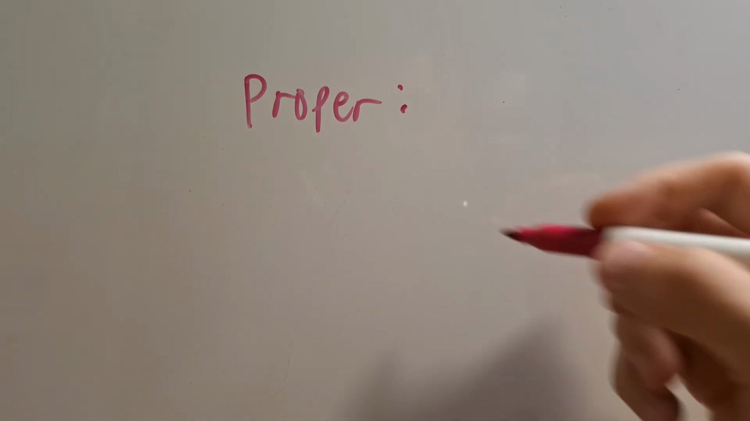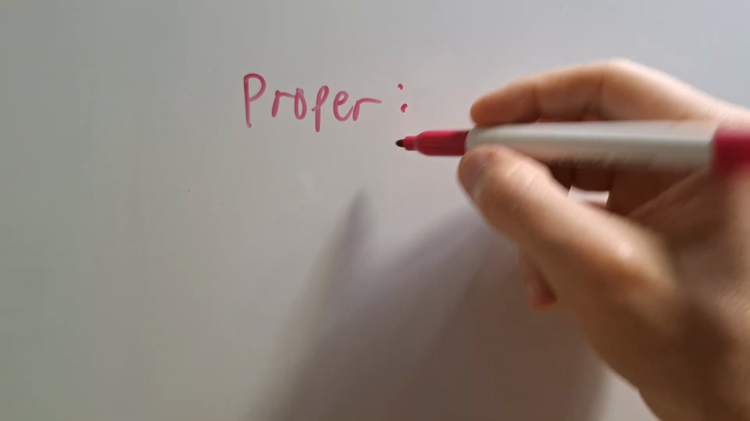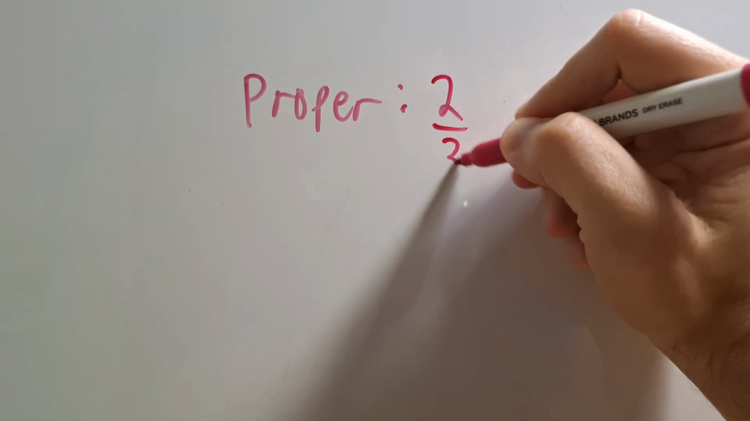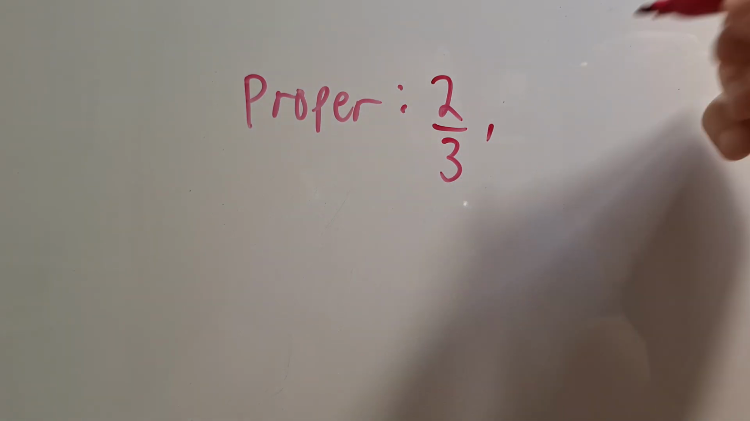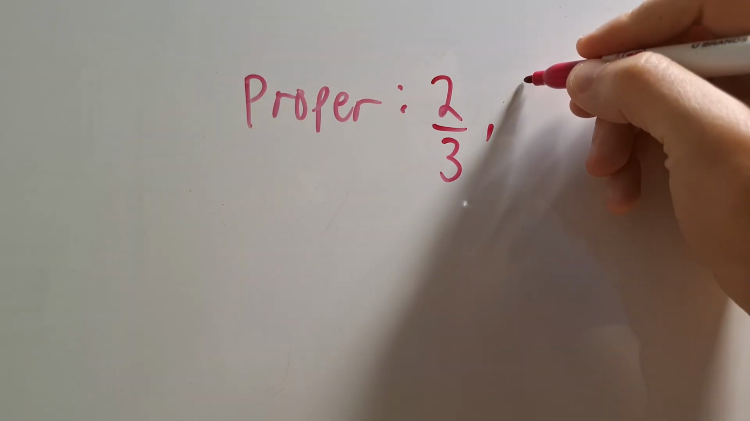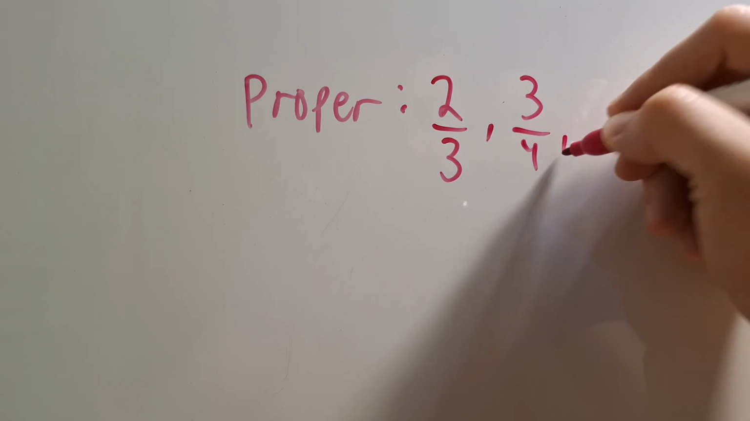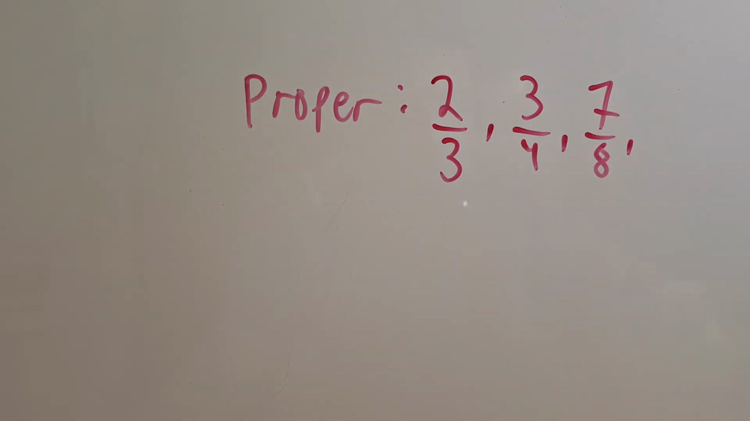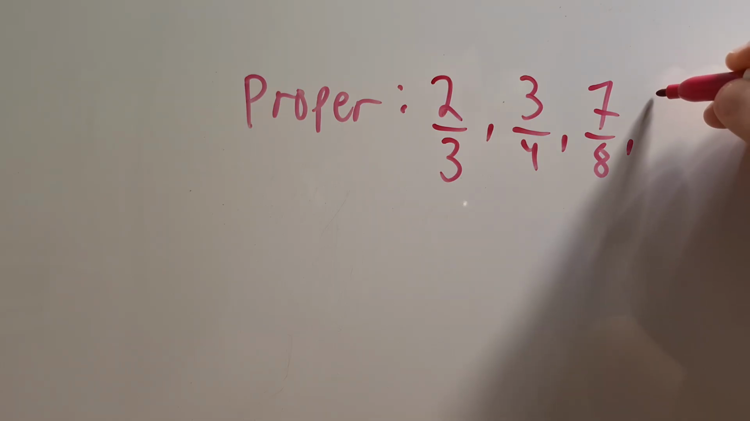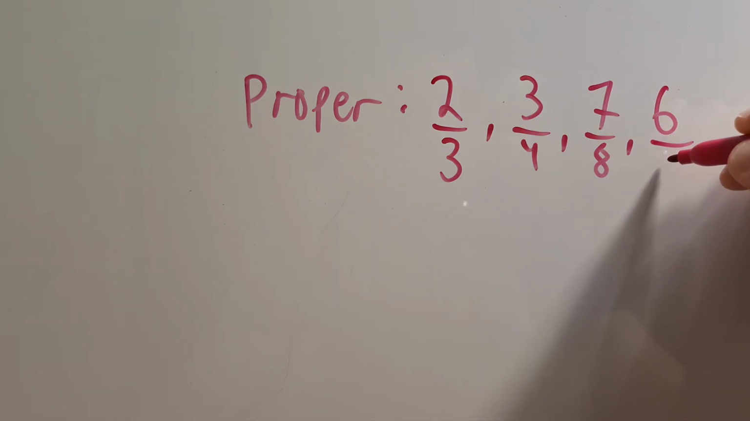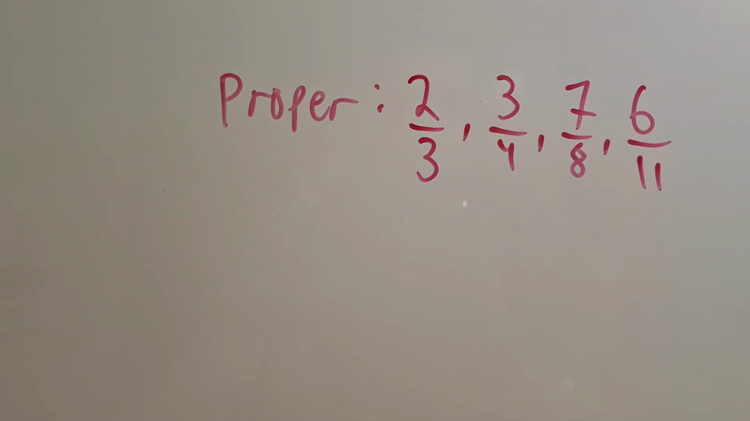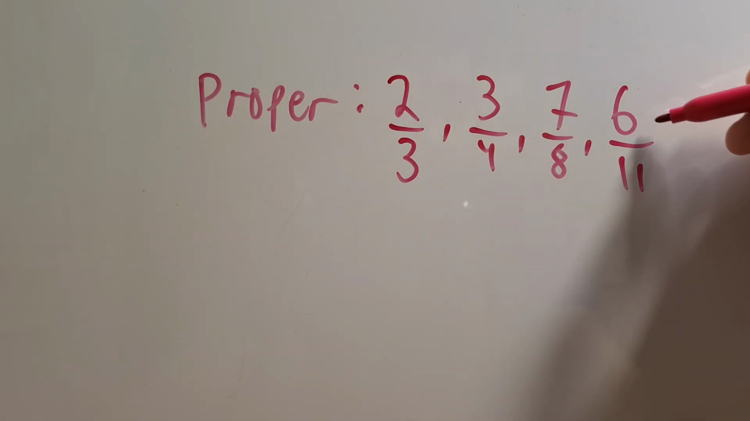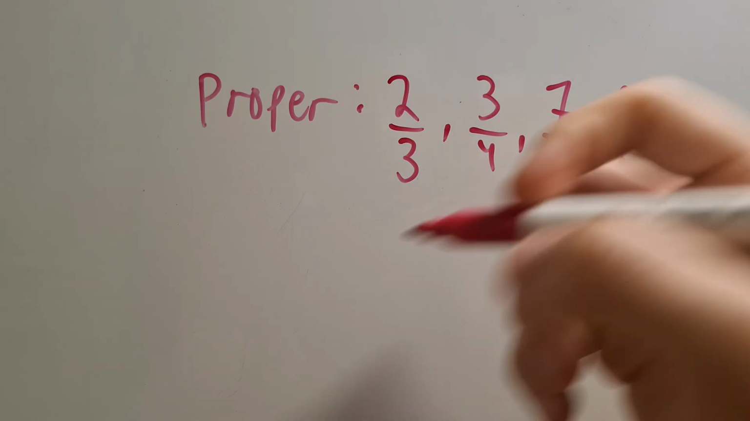So in the previous video we talked about fractions and what we called proper fractions, which is where the numerator is smaller in value than the denominator. So 2/3 is one example. I can say 3/4 is another example. 7/8 is another example, and another one would be 6/11. These are examples of proper fractions. The top number, numerator, smaller than the denominator.